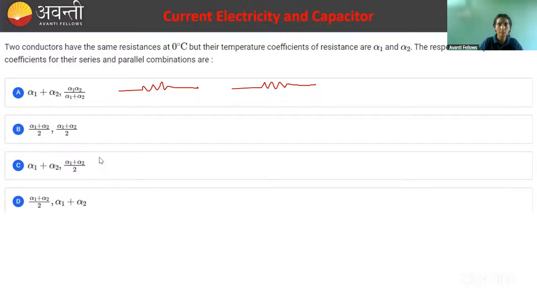Tanush, it doesn't look correct. ठीक है, both are having same resistance. At what temperature? At 0 degree. So at 0 degree, both are having same resistances. Now their coefficients of resistance are different. Coefficient of resistance for first one is alpha 1. Let's call this wire 1 and let's call this wire 2. This is alpha 1 and this is alpha 2.